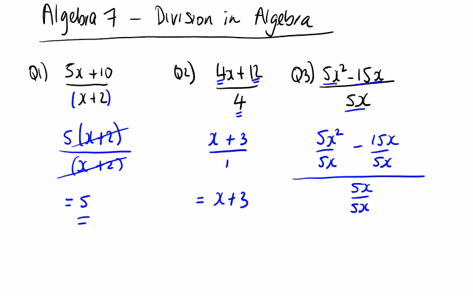You're going to be saying 5x squared divided by 5x, what's that going to give me? It's going to give me x. 15x divided by 5x is going to give me 3. And I have a 1 on the bottom, which I could write if I wanted, but I don't need. So the answer is going to be x minus 3. Okay, so practice these 3 questions before moving on to the next stage.